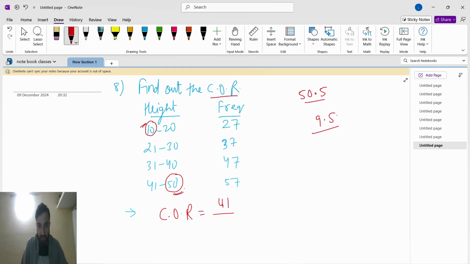41 divided by 50.5 plus 9.5, you will get 60, into 100. Then 41 divided by 60, whatever you are getting, into 100, you are going to get 68.33. That is the answer. Easy peasy lemon squeezy.